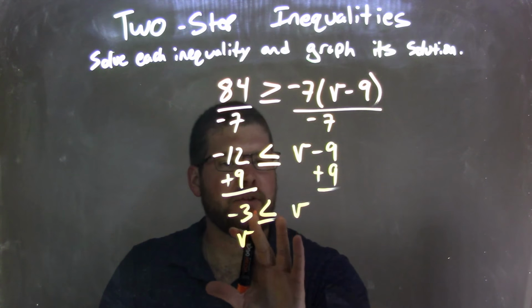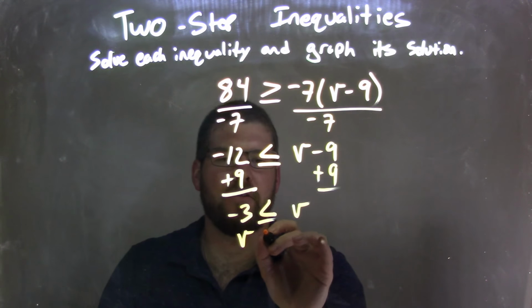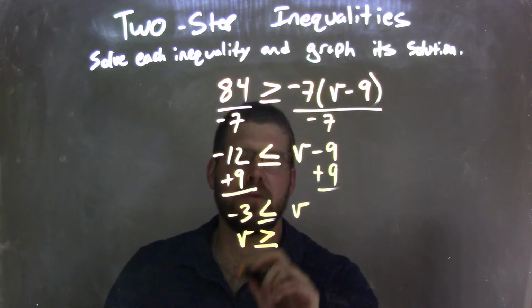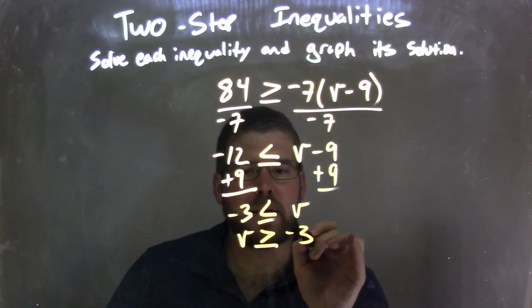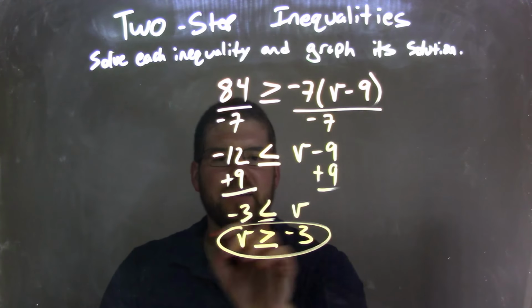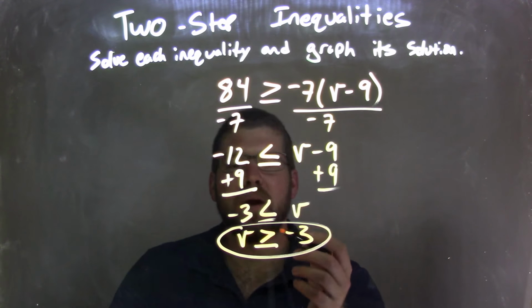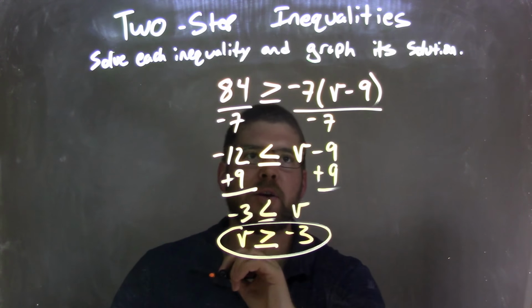Then in doing that, by flipping the sides, I need to flip the inequality back over. So we have b is greater than or equal to negative 3. And there we have it. b is isolated and it's by itself, so b is greater than or equal to negative 3. But now I need to graph it.